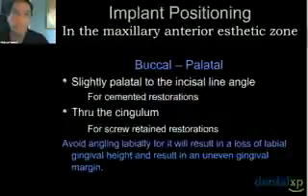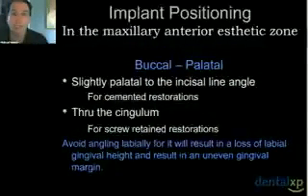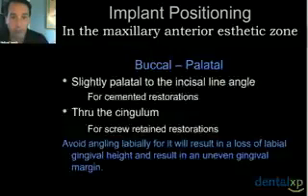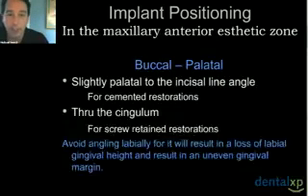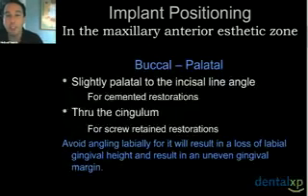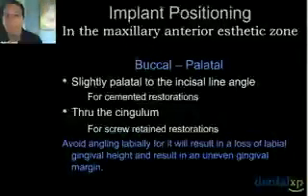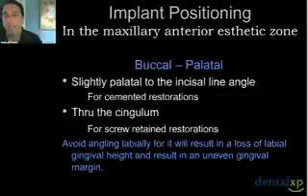Now, in terms of buccal palatal positioning, I like to keep the implant slightly palatal to the incisal line angle for cemented restorations and through the cingulum for screw-retained restorations. There's a movement afoot today to become a little bit more screw-retained in our final restorations to prevent cement from going subgingivally. I like that, but the implants must be positioned ideally, especially in the aesthetic zone for that.